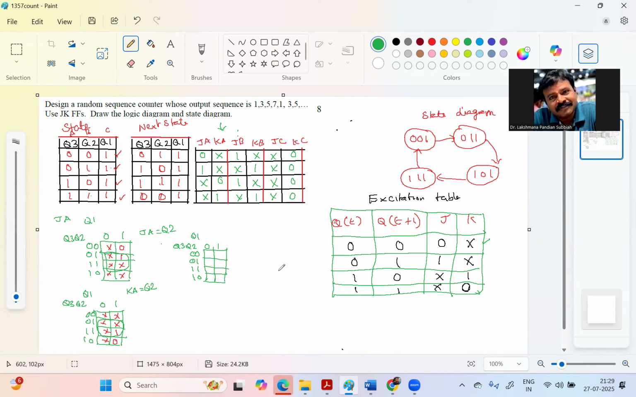Right. Now we have to fill the JP. JP is 1. So that one is here, 1 for 1. So 1, 1. Then 2, 1, 3x. And 5 is 1. And 7 is x. Right. So this is the table.